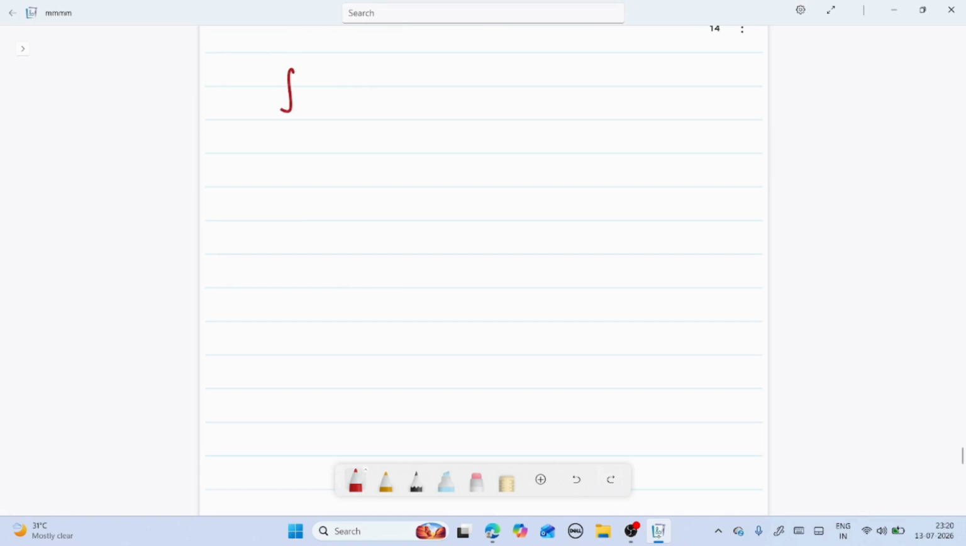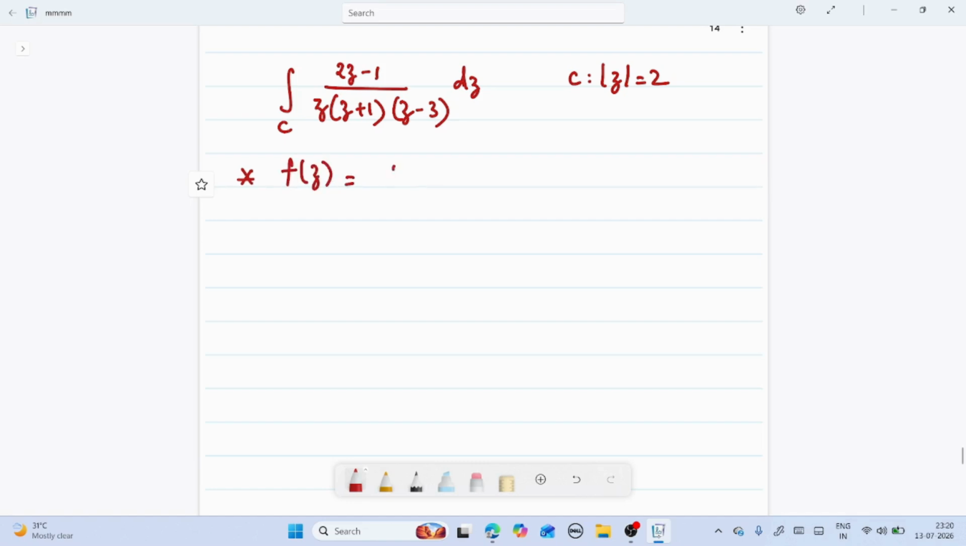This question: evaluate integral over C of (2z minus 1) divided by z into (z plus 1) into (z minus 3) dz, where C is the circle modulus of z equal to 2. Okay. Now, as I have mentioned already, first identify the given function f of z. So here f of z is (2z minus 1) by z into (z plus 1) into (z minus 3). Secondly, we will identify what is the given circle.